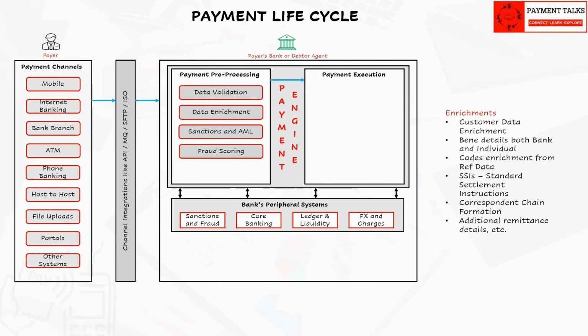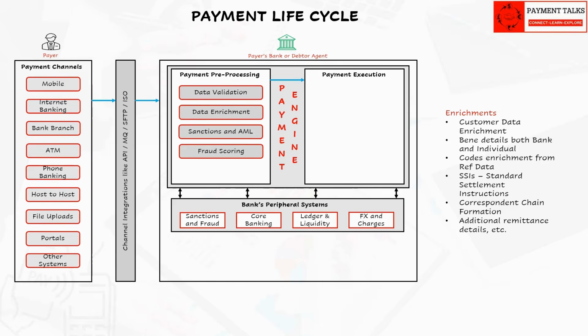These validations and enrichments are generally termed as pre-processing steps. If any of these validations or enrichments fail and the payment engine decides that it cannot take the particular payment further, then it will raise an alert so that some manual intervention is needed to clear that payment.